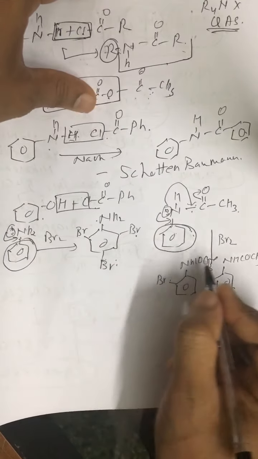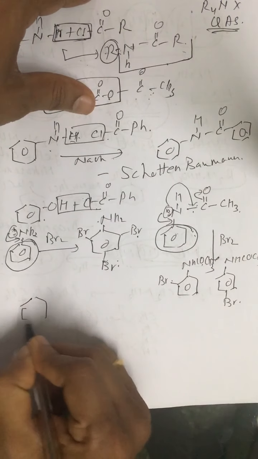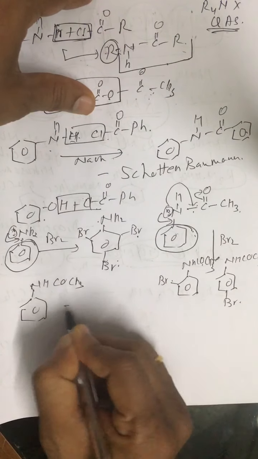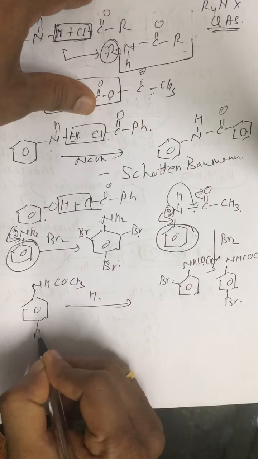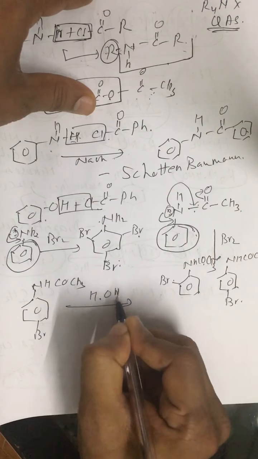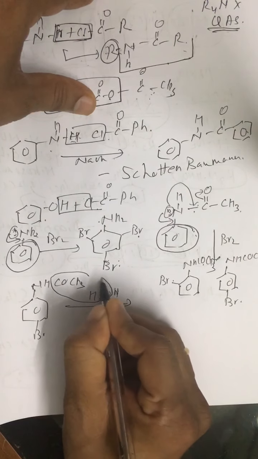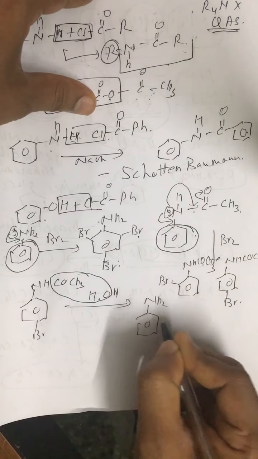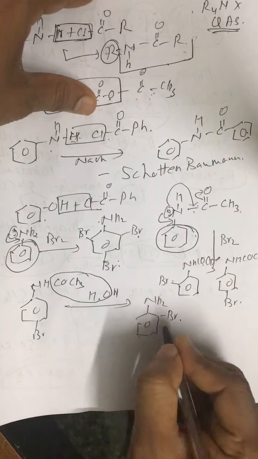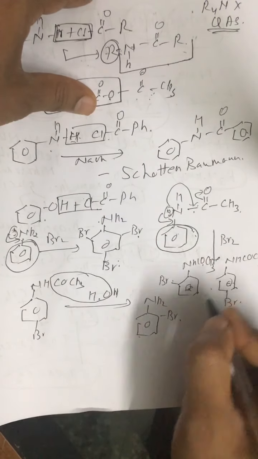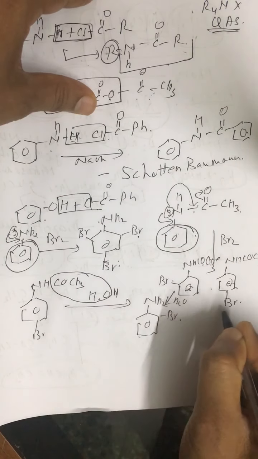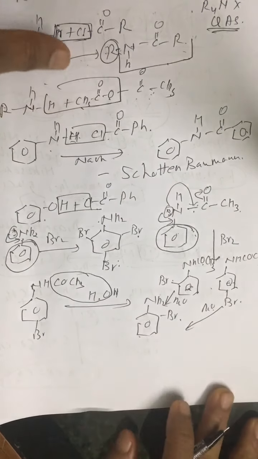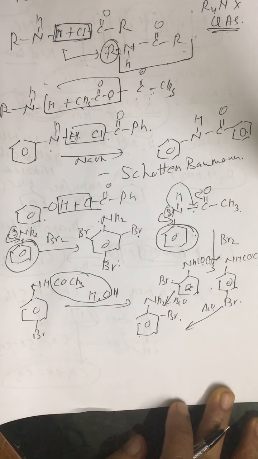And finally, this NHCOCH3 group on hydrolysis gets converted to the NH2 group. We get NH2 with ortho and para bromo, which means both are treated with water to get ortho and para bromoaniline.